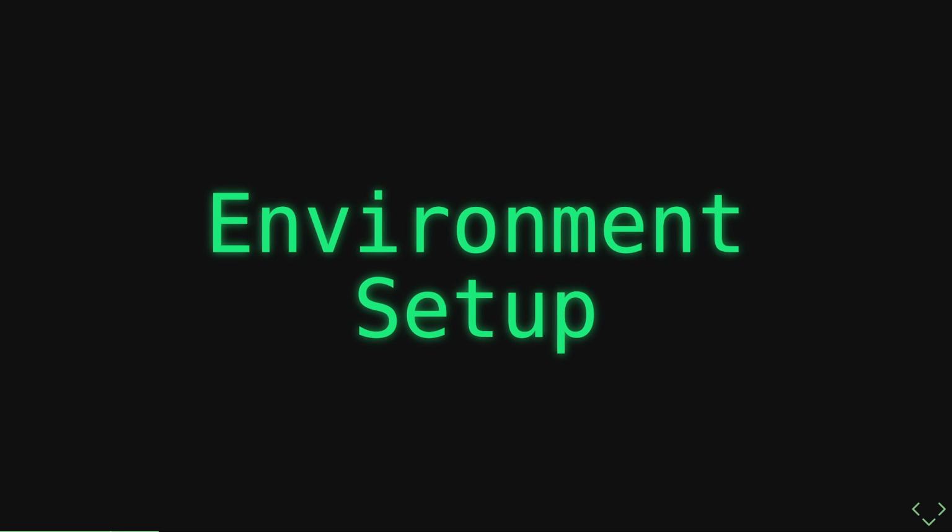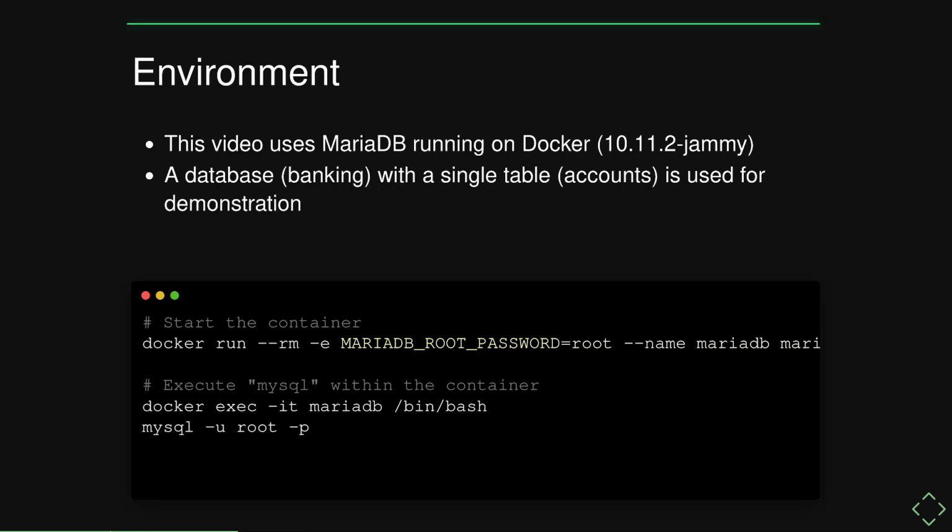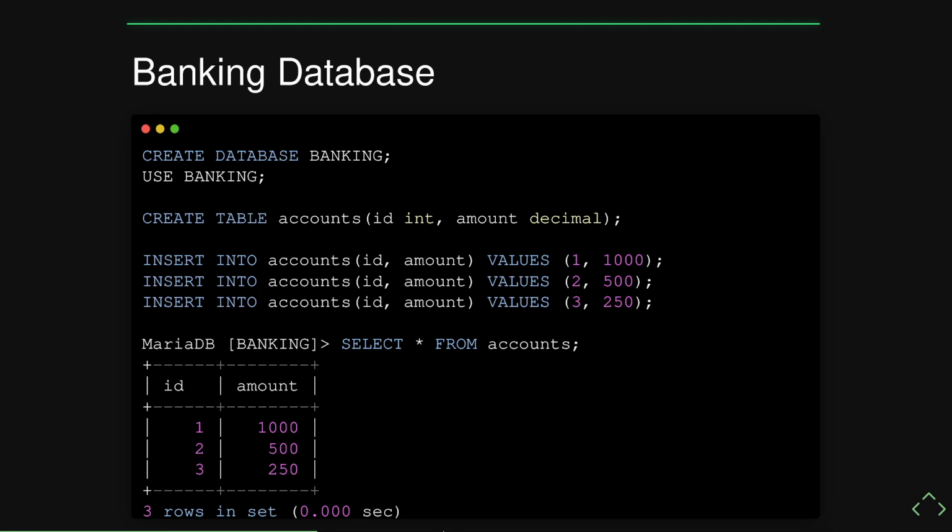So first, let me quickly describe the environment I'm going to use in case you'd like to follow along on your own. I'm using MariaDB deployed in a Docker container, along with a very simple banking database with a single accounts table. The table has 3 rows to represent different accounts. Obviously, this isn't a realistic database. However, it will allow us to focus on the topic at hand, and the concepts are portable to databases of arbitrary complexity. So you can apply these same concepts to your workloads.